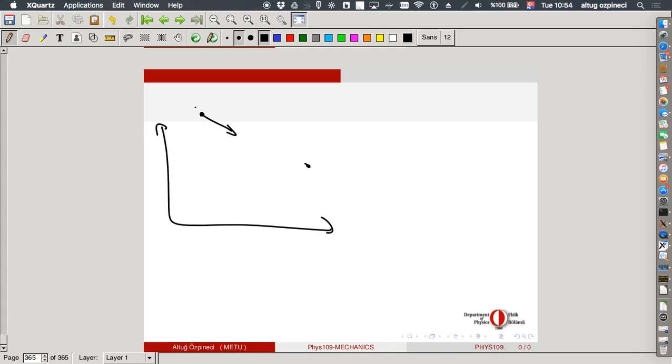This exerts a force. This is 1, this is 2. This is the force acting on 1 due to 2. This will be the force acting on 2 due to 1. And we know that F12 is equal to minus F21. This is Newton's third law. Now, if this is satisfied, let's see.